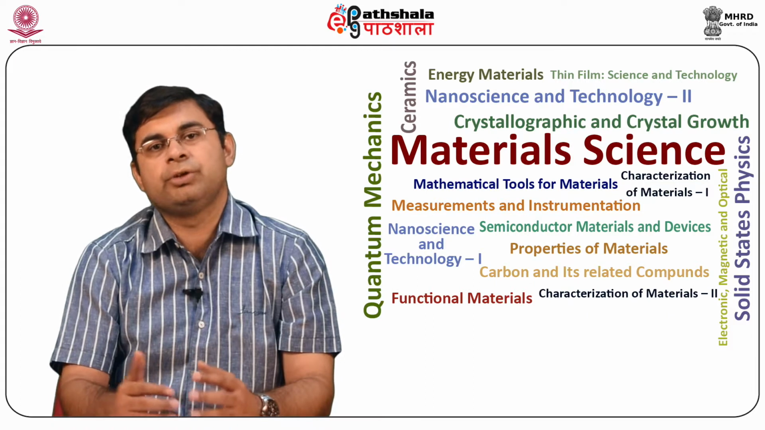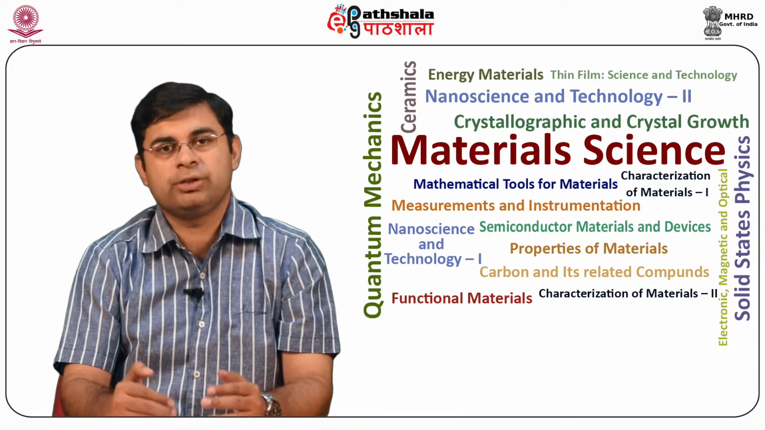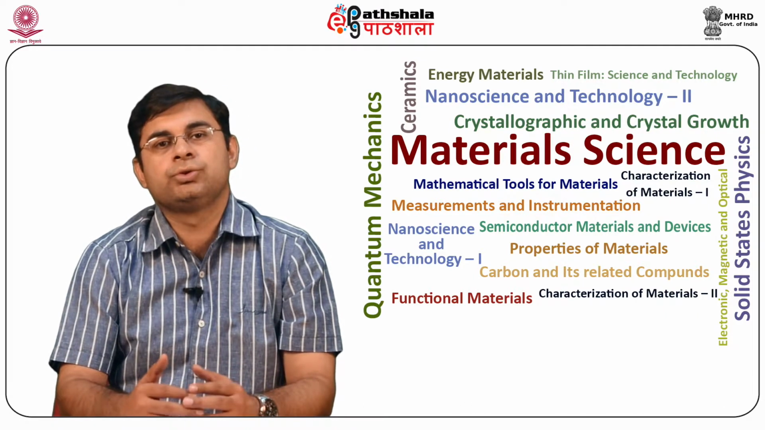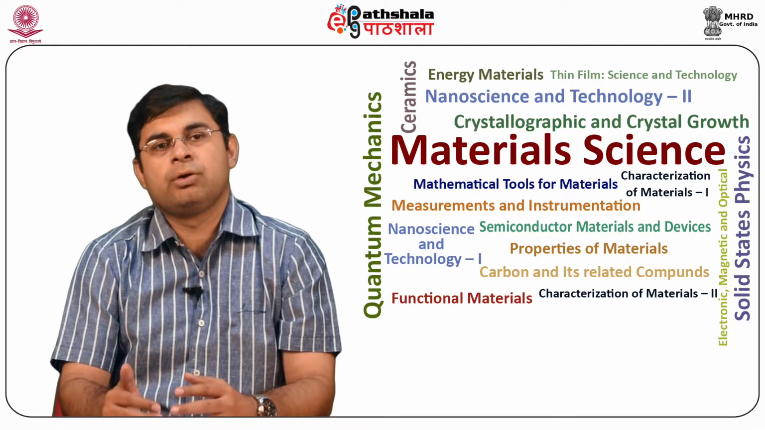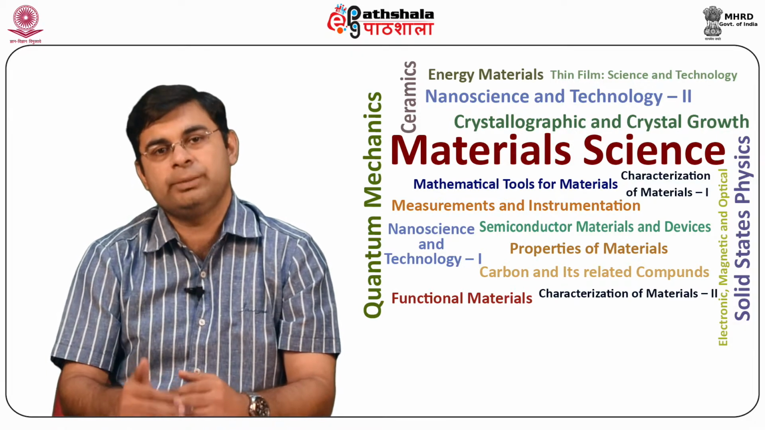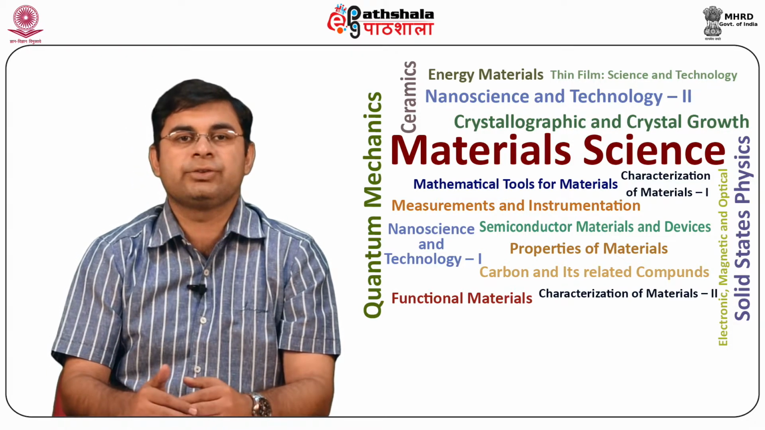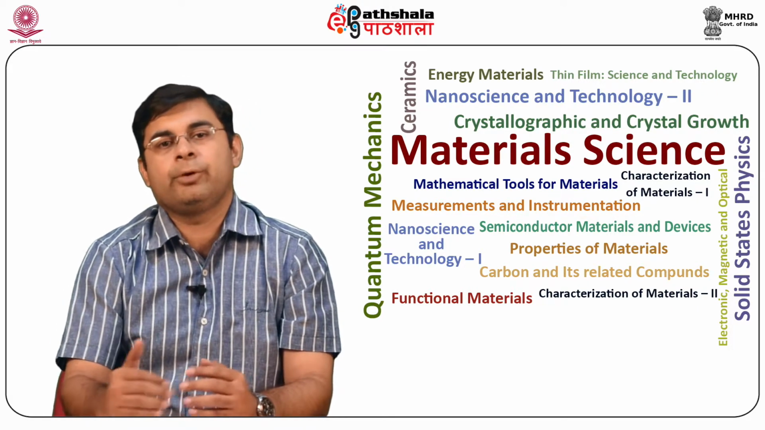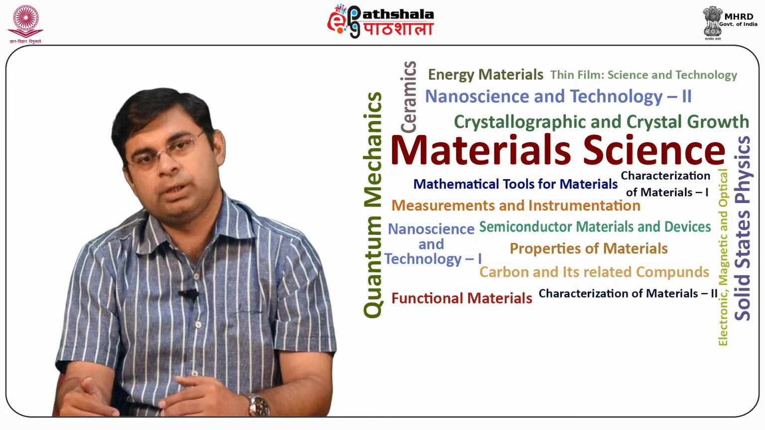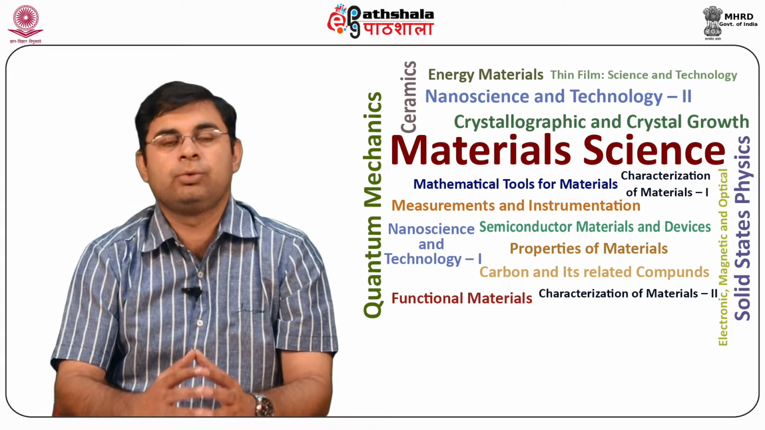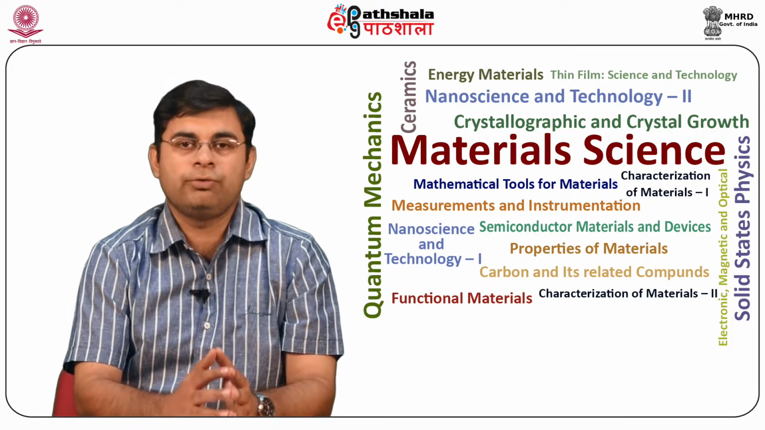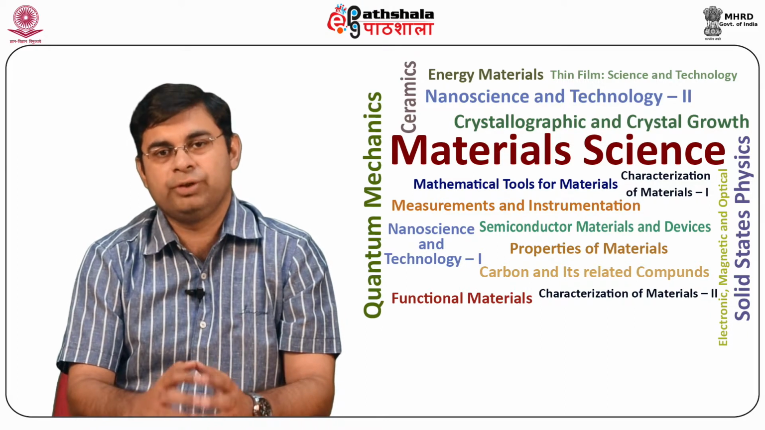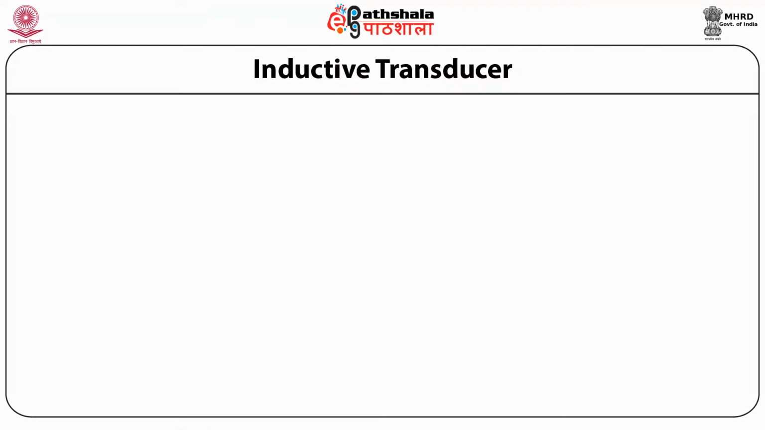LVDTs are used where displacements are too large for strain gauges to handle. They are used for measuring displacements from a fraction of a millimeter to a few centimeters. If LVDTs are used for displacement greater than 25 mm, then an appropriate gearing system should be used. They can also be connected to other transformers. They are often used for measuring pressure, force, weight, etc.